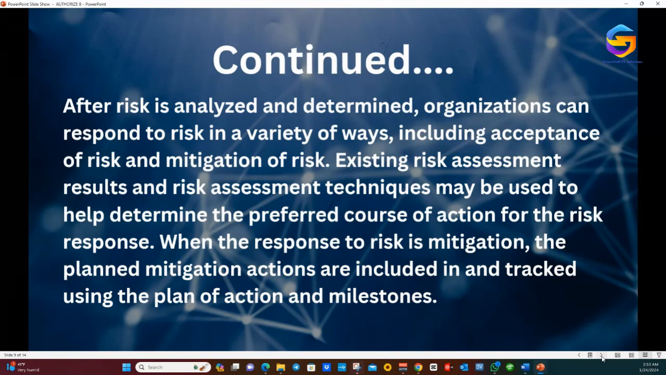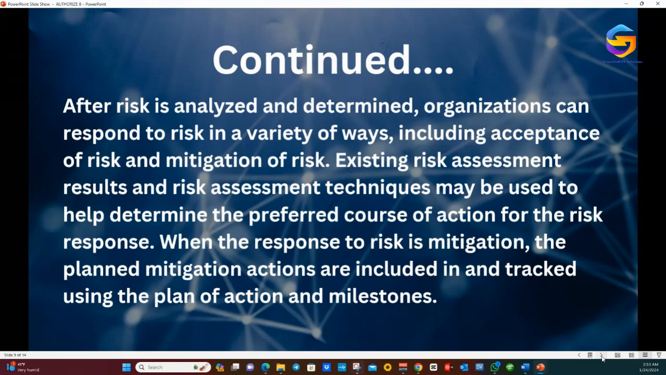Now, if the organization decides that we have accepted risk, then it has to be documented in the SSP. Now, at what point will the organization decide to accept risks? The organization would decide to accept risks if the impact of that vulnerability or the risk is not much of a high risk. It doesn't have much impact on the system.